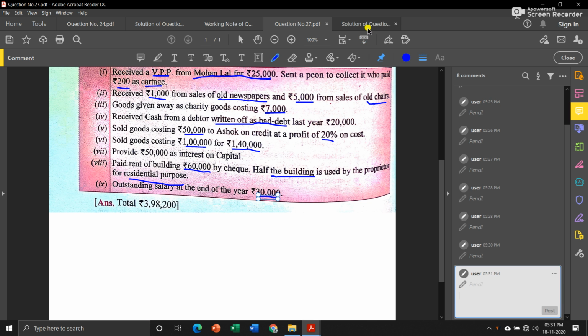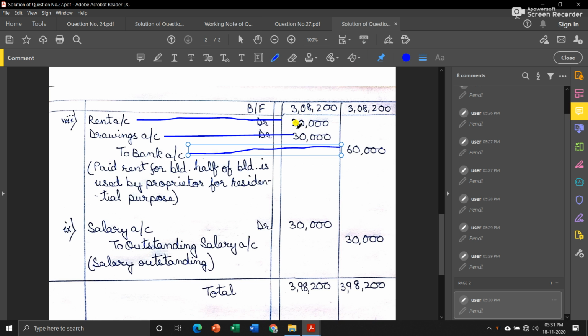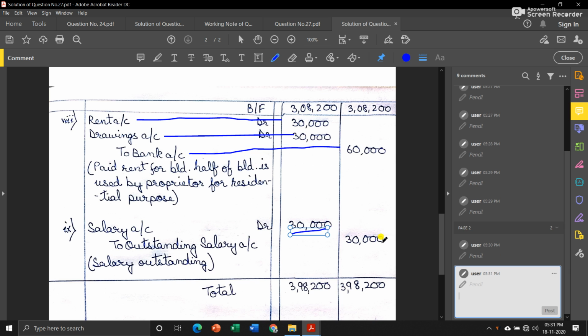So for outstanding expenses, the journal entry we pass is salary account debit, to outstanding salary, rupees 30,000.